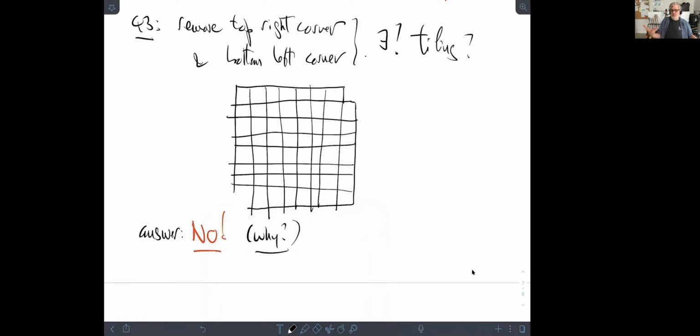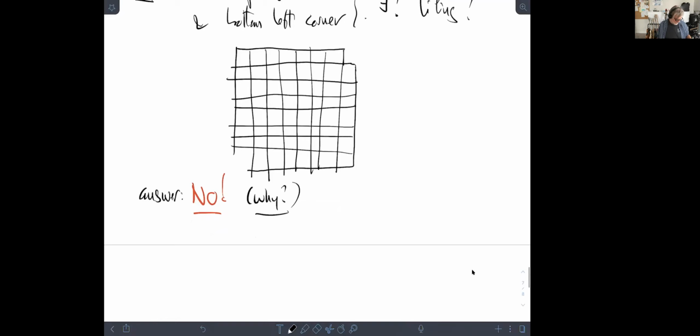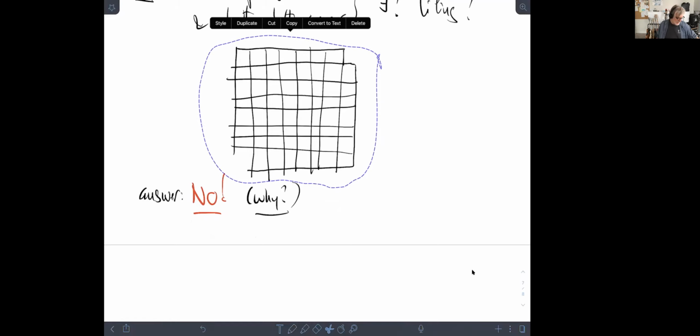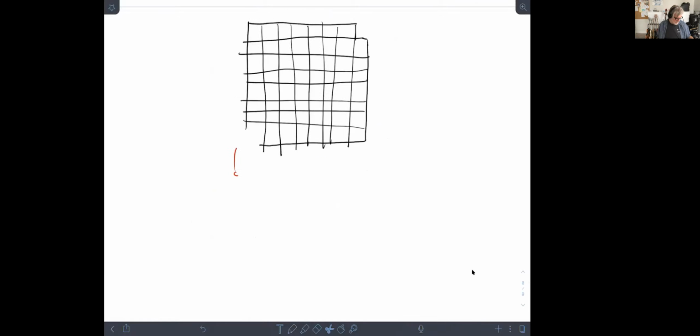So how can you convince somebody that there is no way? I mean, you can try. There's a lot of possibilities, right? You can start placing dominoes and this and that. But there's actually a very simple argument to show that this doesn't work. I drew my chessboards in a specific way just for that reason.